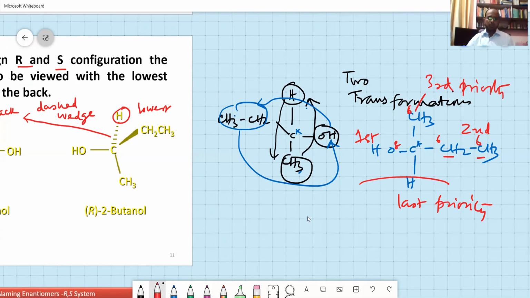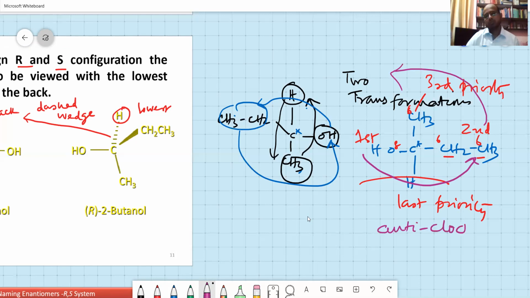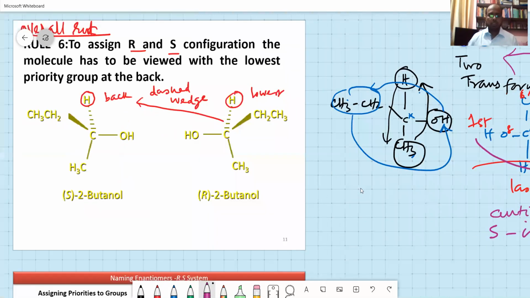Okay. So if you look at these 3 priorities, first to second, second to third, it goes anti-clockwise. Therefore, it is the S isomer. Here, S isomer.